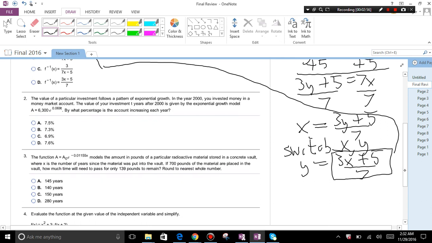Number 2, it says the value of a particular investment follows a pattern of exponential growth. In the year 2000, you invested in a money market account. The value of your investment t years after 2000 is given by the exponential growth model, 6300 e to the 0.069t. By what percentage is the account increasing each year? And so that's simply the coefficient of the exponent. So that number is 0.069, and that means the answer is C.